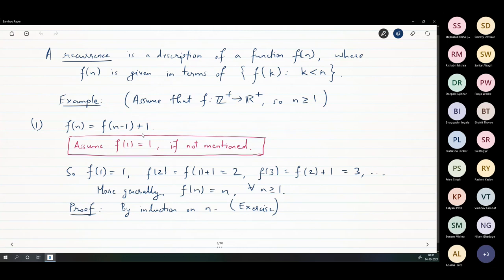So what's the initial value? In this course, often we will not mention the initial value. Whenever the initial value is not mentioned, we will assume that f(1) = 1.